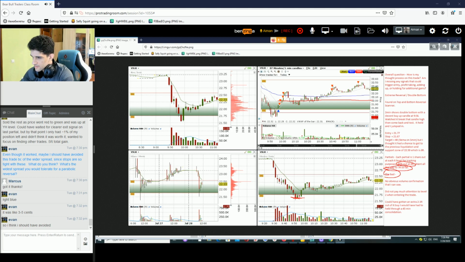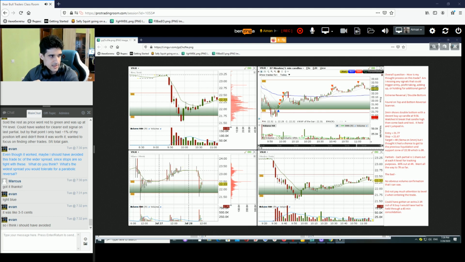The bad, no obvious volume confirmation, did not pay much attention to the level 2, could have gotten an extra 2-3 R out of it. Now look, this is something we all regret. We never know how much the stock is going to go. At the moment when you are partialing, you are so happy to get 3 Rs, you are so happy to get 4 Rs. When you see that it actually went to 7 or 8 Rs, that's where you regret. Why didn't you hold it, right?